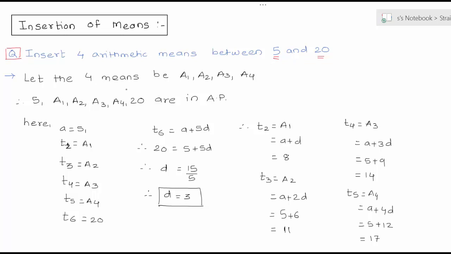Let the four means be A1, A2, A3, A4. So we assume them as A1, A2, A3, A4.